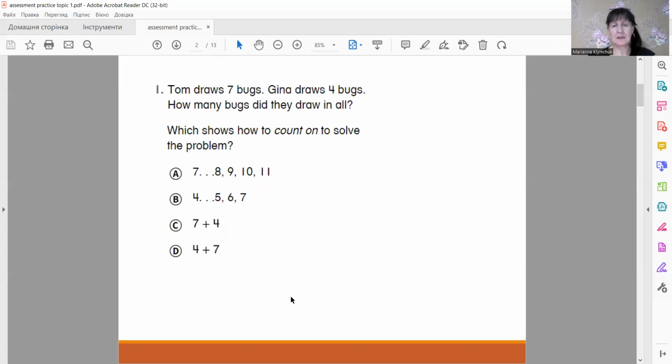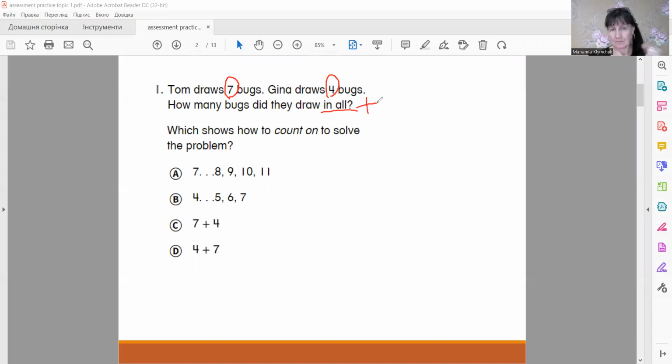Okay, the very first task. Of course, we need to read every task attentively, but don't be afraid if you cannot read very well, because as I am teaching you in the lesson, pay attention to numbers and pay attention to key words. So we read the story: Tom draws 7 bugs, so we have number 7. Gina draws 4 bugs, we have number 4. How many bugs did they draw in all? This word "in all" will be highlighted for you, and we were learning that "in all" means plus, okay?